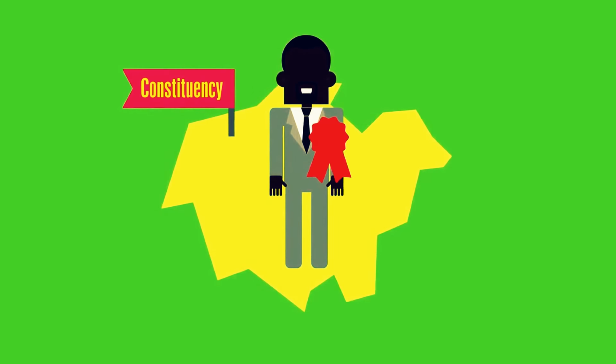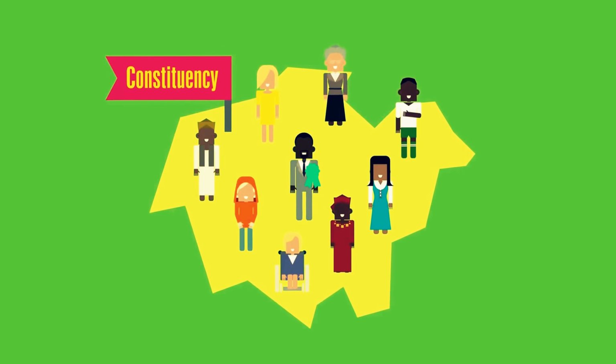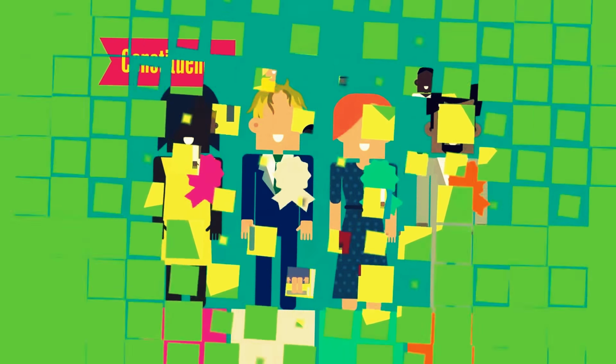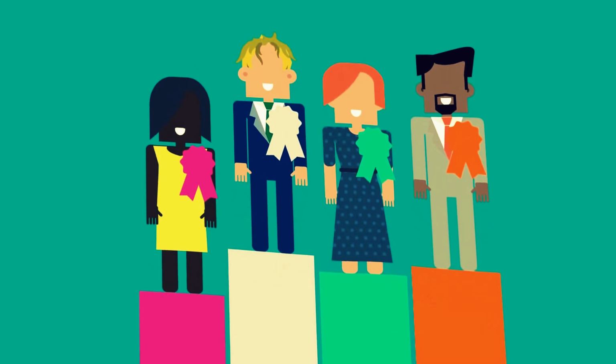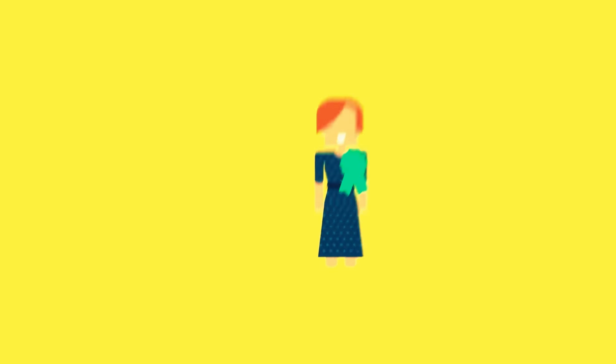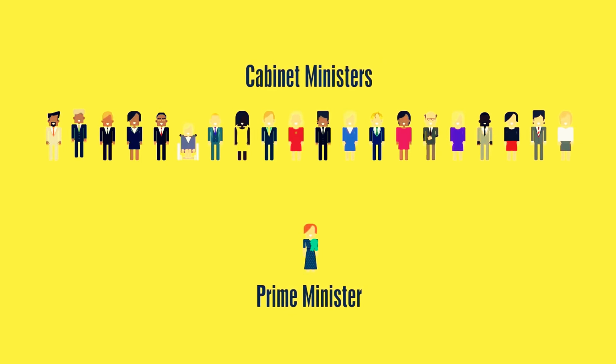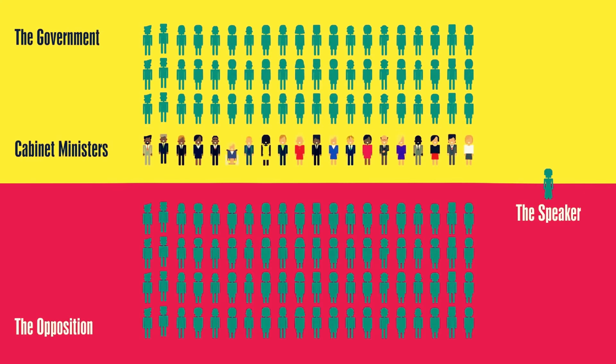They belong to either a political party or are independent, and are elected by constituents of the area they want to represent. The leader of the party that has the most MPs elected after a general election becomes the Prime Minister and heads up the government. They choose a cabinet made up of 20 senior ministers, who coordinate each government department's work.